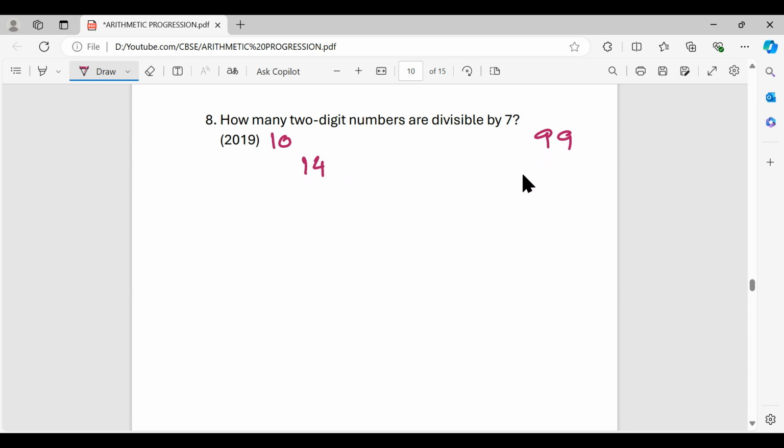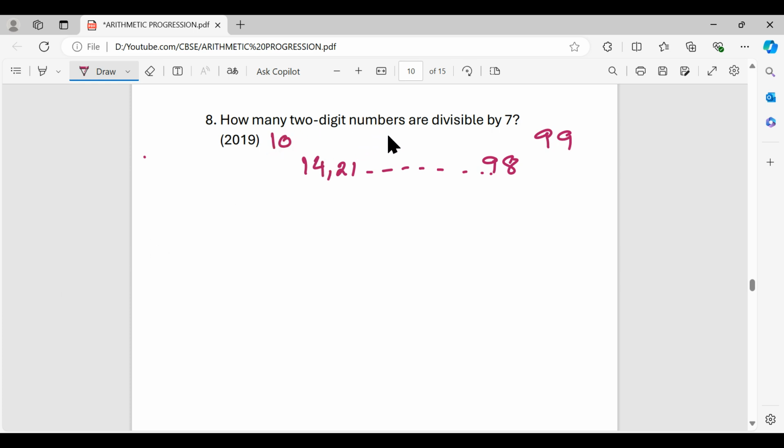Now, can we divide 99 by 7? No, it's not divisible. 98, okay, 98 over 7, so 98 is divisible by 7. So we will write here 98. Since the numbers are divisible by 7, after 14 we will have 21, and like this until 98. So here you can see that your question is how many two digit numbers.